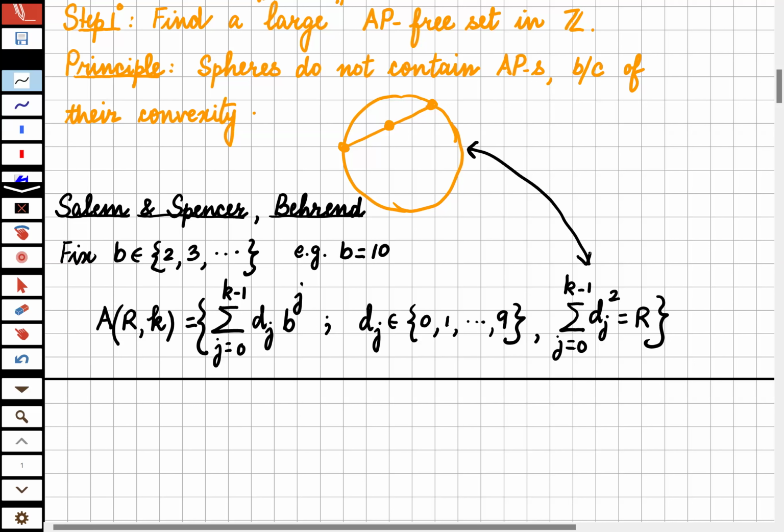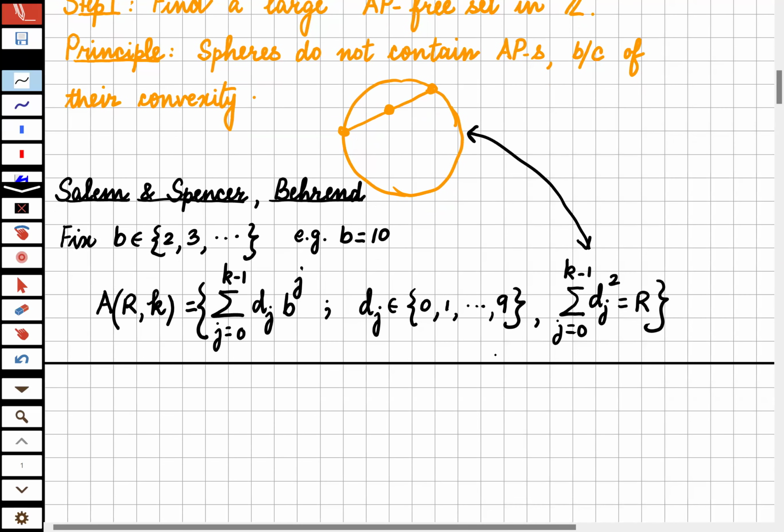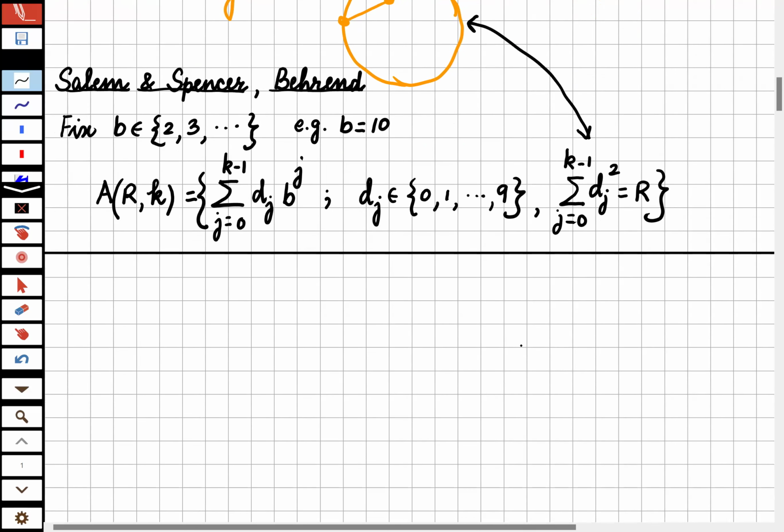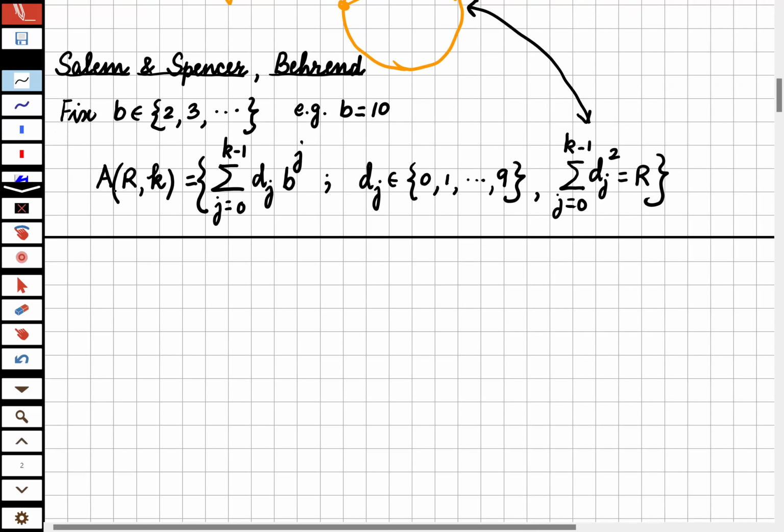Okay. All right. So I have a couple of questions for you. I want to say that this is a subset of the integers. What is the largest possible value that this integer can take?